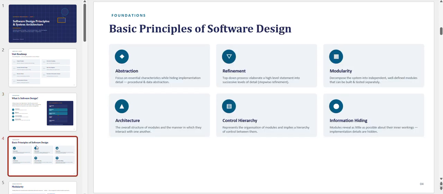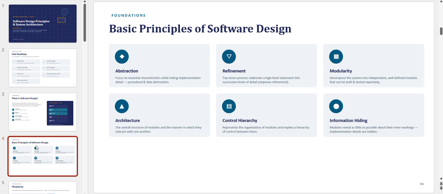Now we will see the basic principles of software design: abstraction, refinement, modularity, architecture, control hierarchy, and information hiding. In abstraction, we focus on essential characteristics while hiding implementation detail; there is procedural and data abstraction. In refinement, a top-down process, we elaborate a high-level statement into successive levels of detail, called stepwise refinement. In modularity, we decompose the system into independent, well-defined modules that can be built and tested separately.